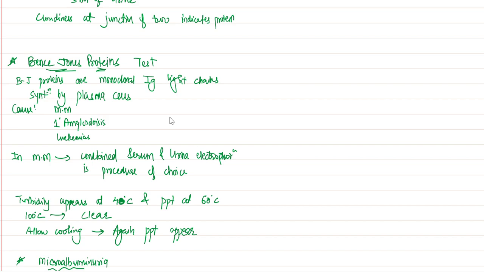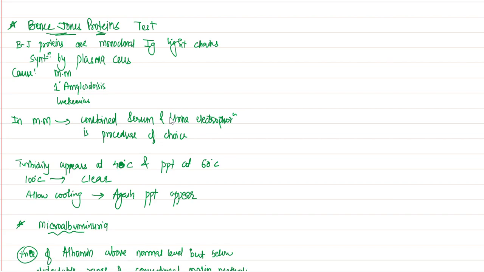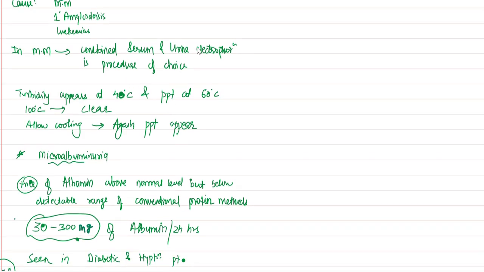Now there is something known as Bence Jones protein test. Now what are Bence Jones proteins? They are monoclonal immunoglobulin light chains synthesized by plasma cells. The causes in which Bence Jones proteins are seen in urine are multiple myeloma, primary amyloidosis, and leukemias. In multiple myeloma, combined serum and urine electrophoresis is the procedure of choice. Now in Bence Jones protein, the turbidity appears at 40 degrees Celsius and the precipitates are seen at 60 degrees Celsius.